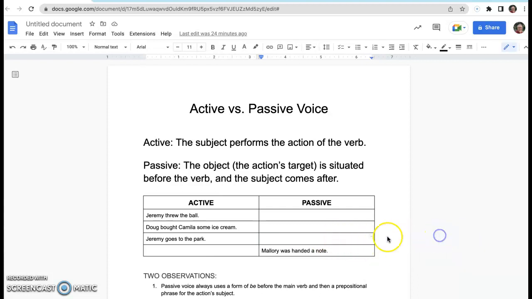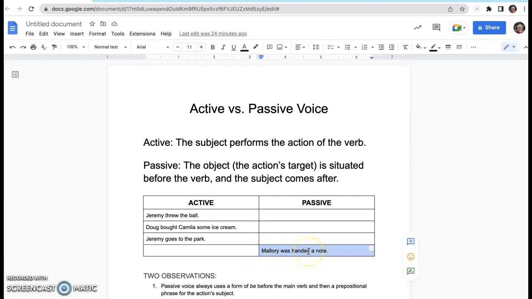So we want to avoid that. Next, I want to show you, starting with just the passive construction. Notice that I don't have the true subject of the verb evident in this sentence. Mallory was handed a note. Okay, but Mallory wasn't the one actually performing the action of handing the note.